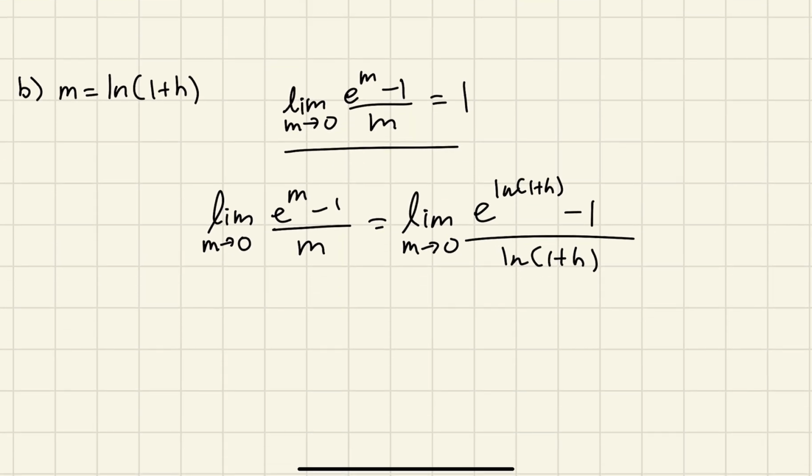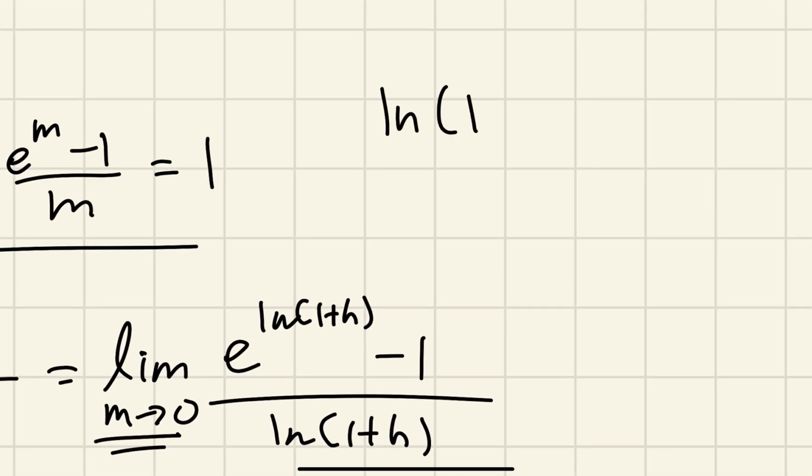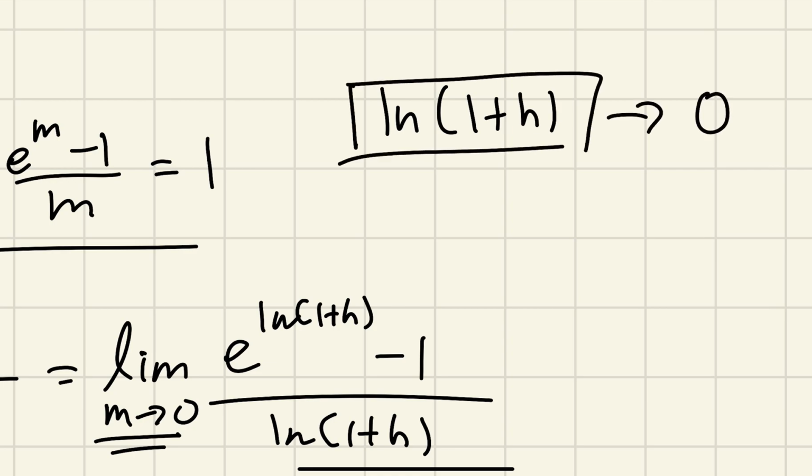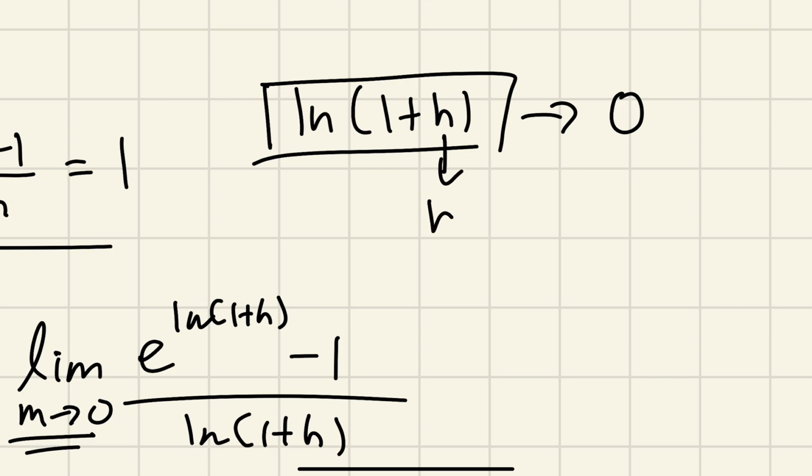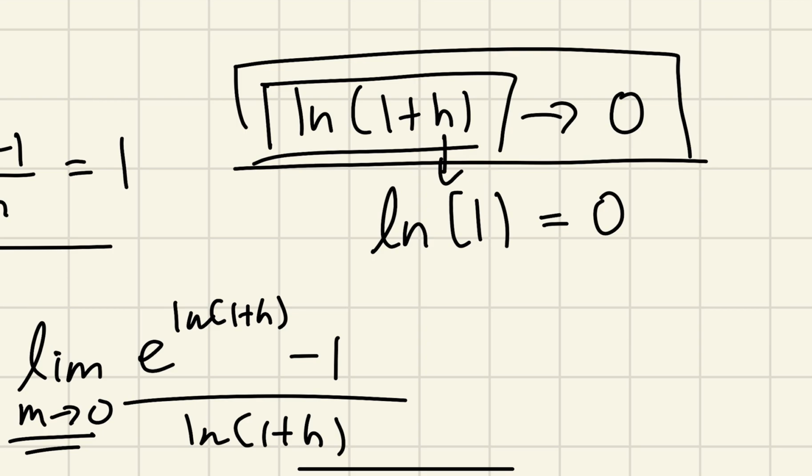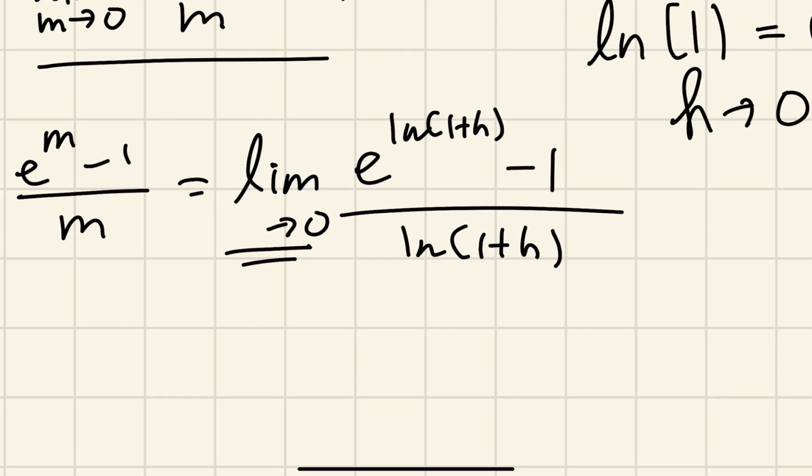Now, again, we have to see: as m approaches 0, so as ln of 1 plus h approaches 0, what value does h have to approach? Well, we know that ln of 1 equals 0. So for this statement to approach 0, the inside part has to approach 1, which means that h has to approach 0. So we can change this m to an h, okay?